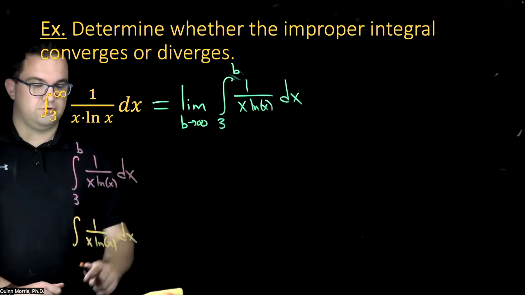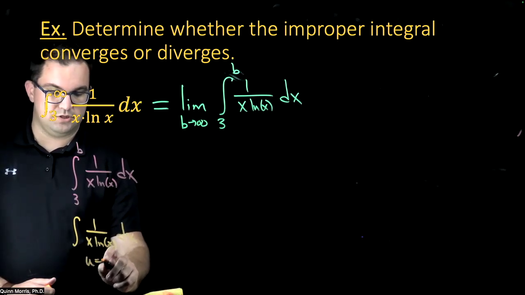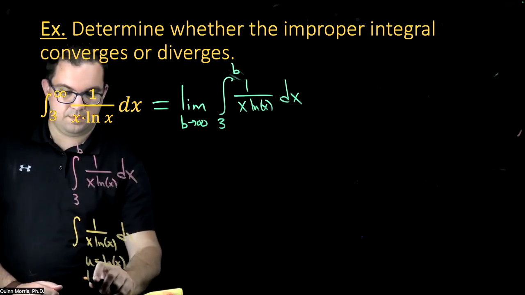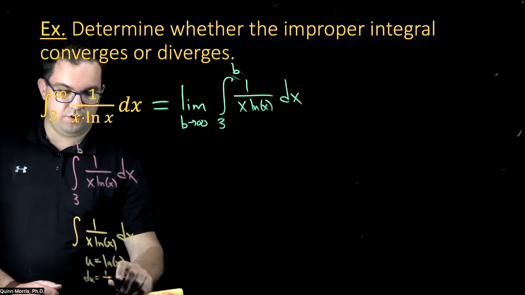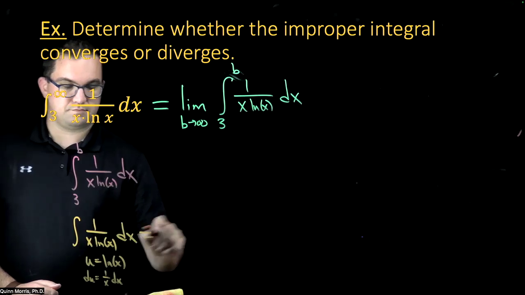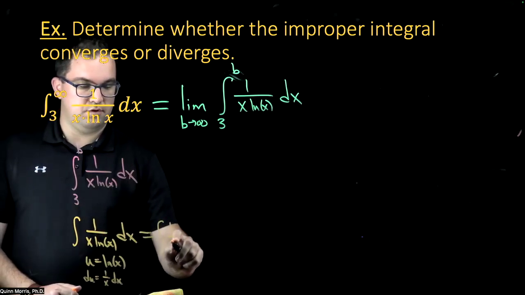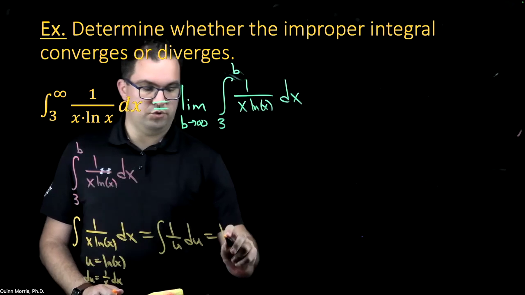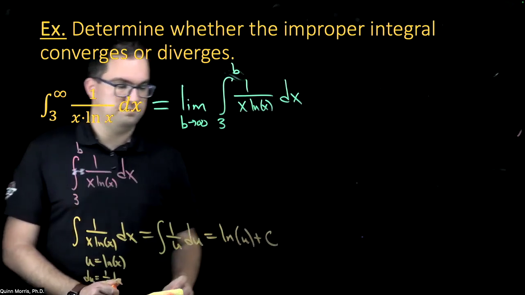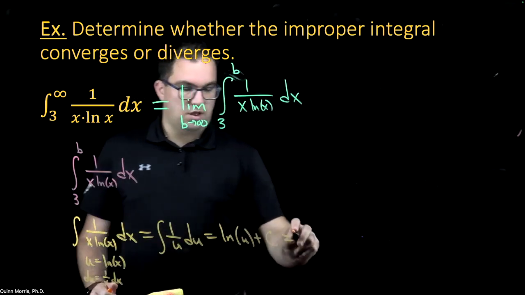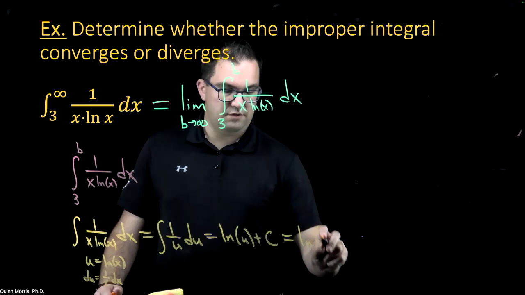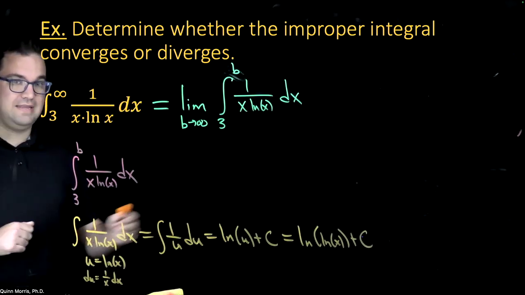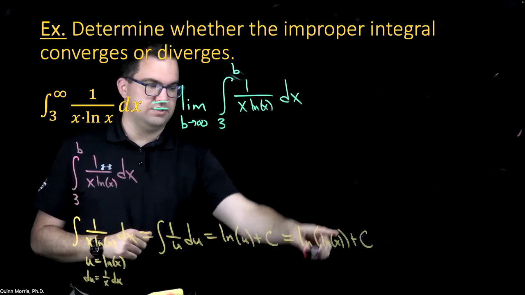So if I do this, the first thing I notice is that to compute this antiderivative, I need to do a u substitution. So if I let u be natural log of x, then du will be 1 over x dx. And so this will become the integral of 1 over u du. The antiderivative of 1 over u is natural log of u plus c. And u was simply natural log of x, so this becomes the natural log of x plus c. Well, now I need an antiderivative, so let me just choose c is equal to 0.